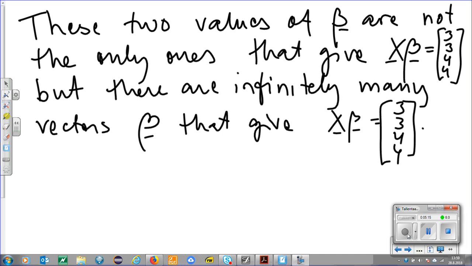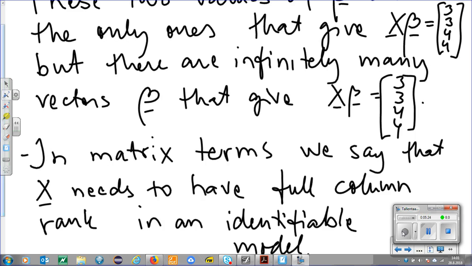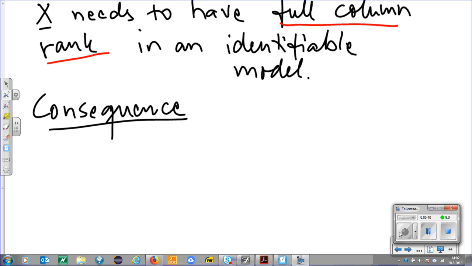And this is because our X matrix has columns that are linearly dependent. In matrix terms, we say that model matrix X needs to have full column rank in an identifiable linear model. There is one important consequence from this requirement, namely the number of predictors in a linear model can never be higher than the number of observations in the data.